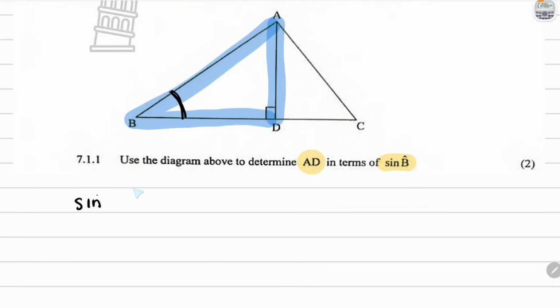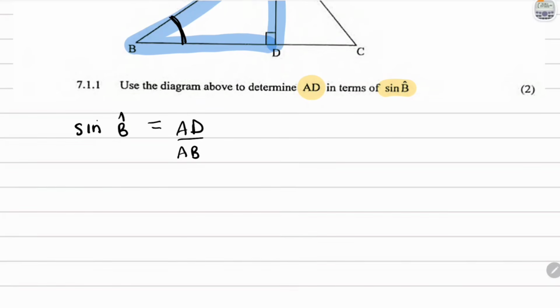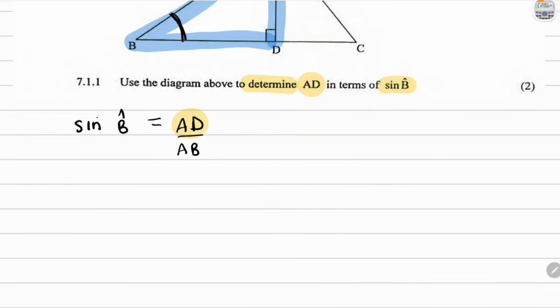So sine angle B is equal to, now you know sine is opposite over hypotenuse. So just use that. This is a right angle triangle. The opposite is AD, so that's AD over the hypotenuse, which is AB. That's what they want us to do. The question is really just, use the diagram above to determine AD in terms of sine of angle B. Now we have to simplify by making AD the subject.